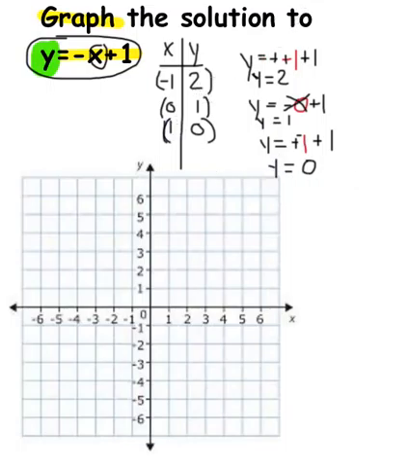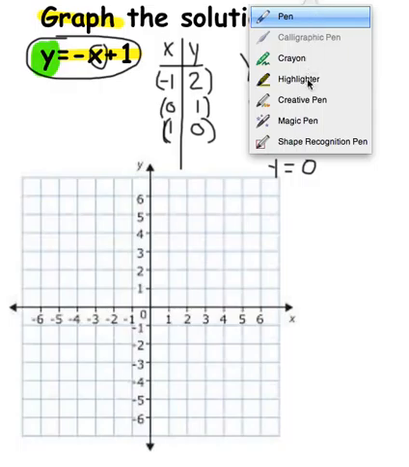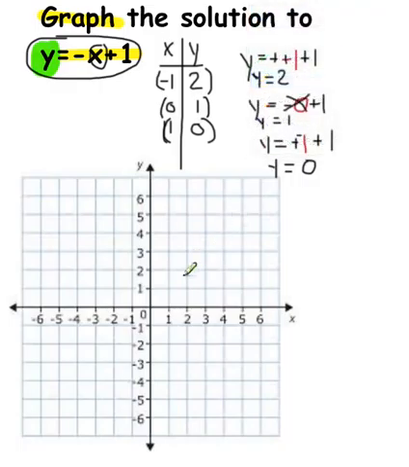Now I'm going to graph these. So starting with the first ordered pair, -1, comma 2, starting at the origin. -1 goes left, 2 goes up. I just graphed that ordered pair. Second one is 0, comma 1, so start at the origin. 0 stays, 1 goes up. There's my second ordered pair. The third one is 1, comma 0. Starting at the origin, right 1, 0 stays. I just graphed my third ordered pair.